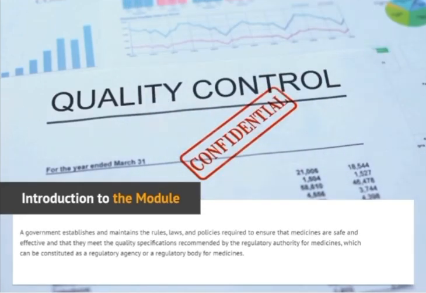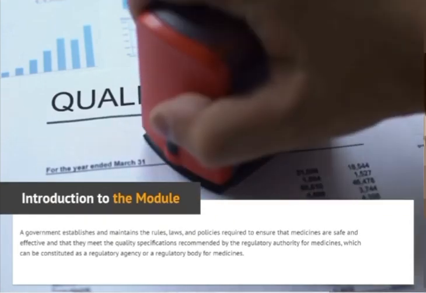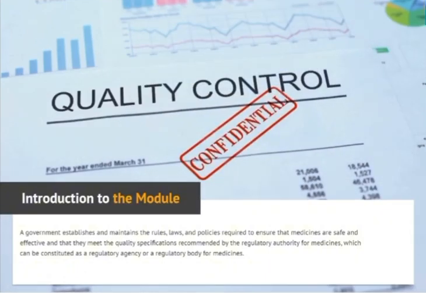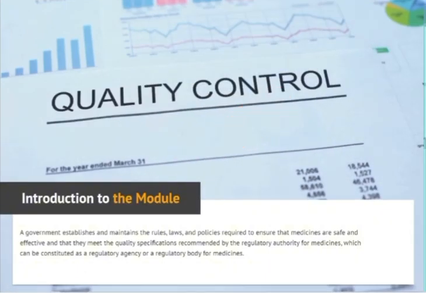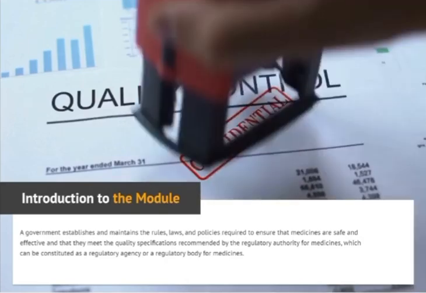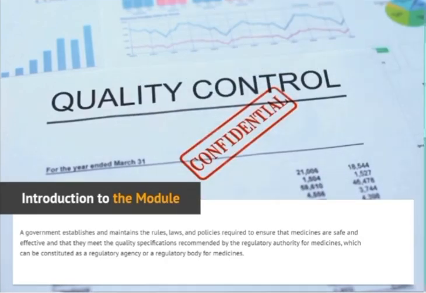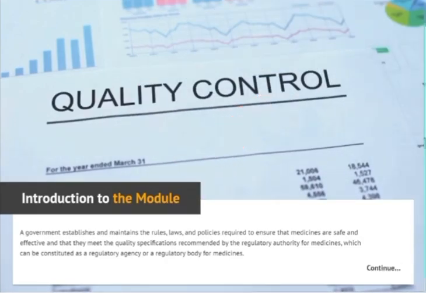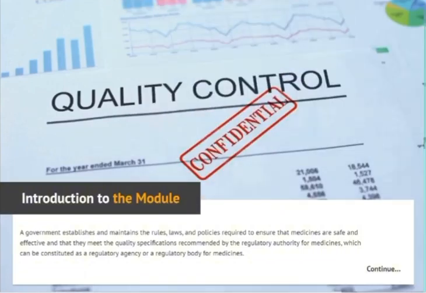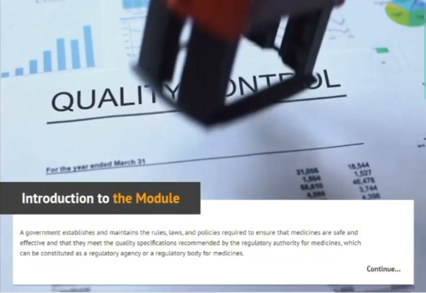Introduction to the module. A government establishes and maintains the rules, laws, and policies required to ensure that medicines are safe and effective and that they meet the quality specifications recommended by the regulatory authority for medicines, which can be constituted as a regulatory agency or a regulatory body for medicines.